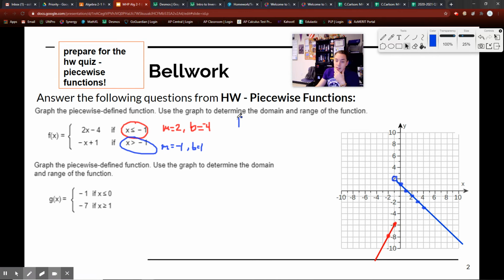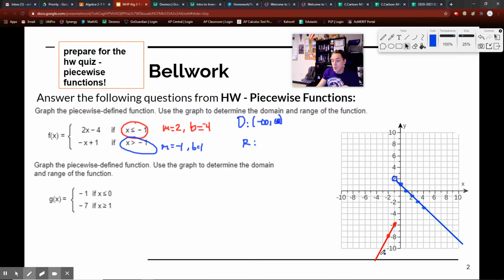What will my domain and range look like? My domain right here is -infinity to +infinity. Most of your domains will be like that. I know that because the graph continues, and it'll always continue. Look at our notes from yesterday and you'll see -infinity to +infinity. Notice I read it left to right.